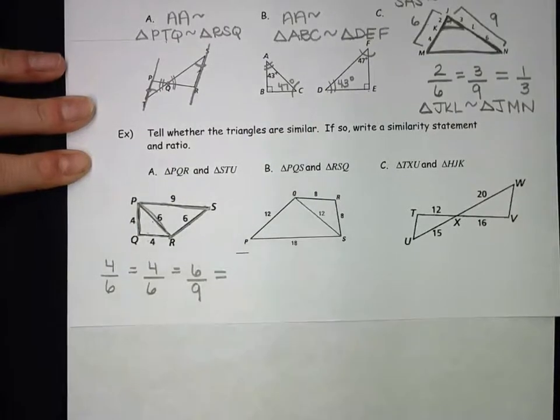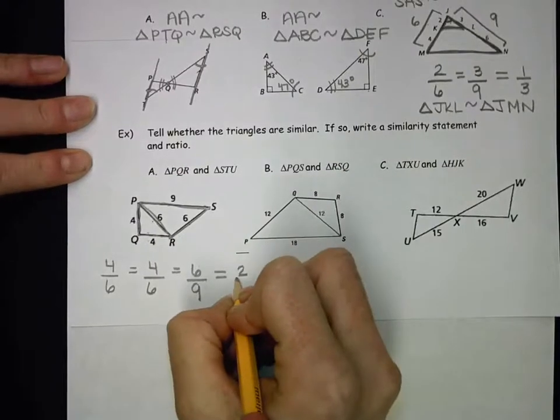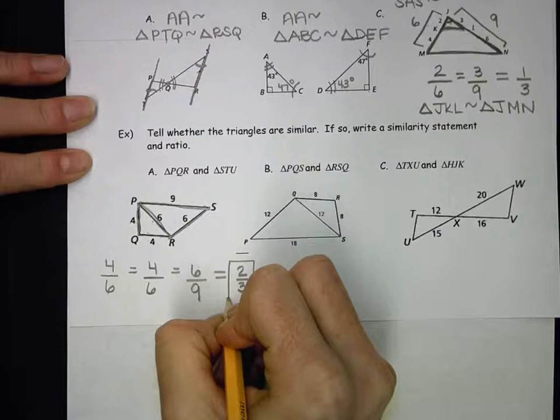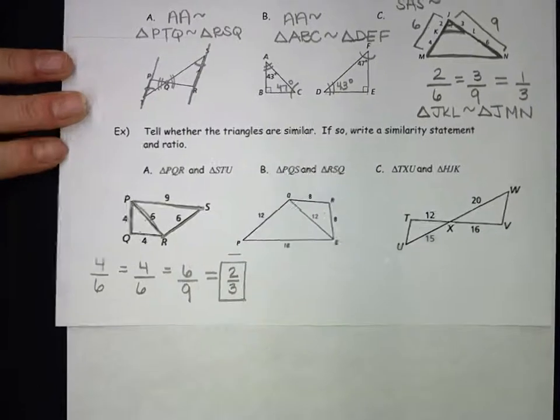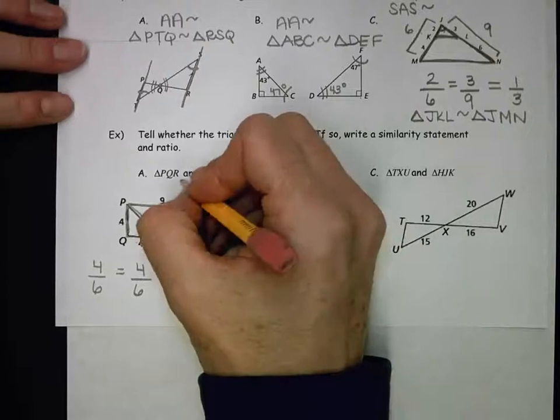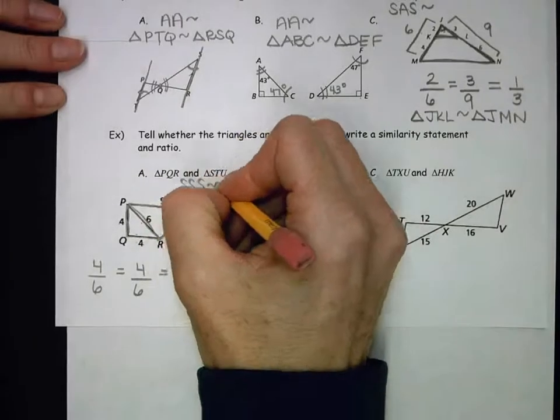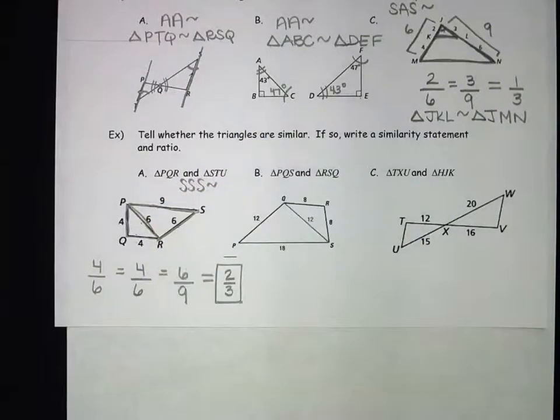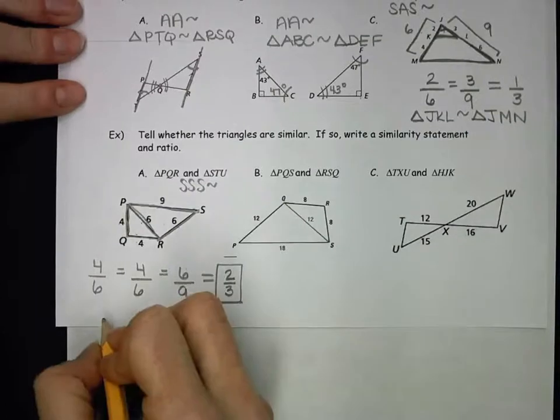If you reduce all three of these ratios, you should get 2/3. Because 2/3 is consistent among the two triangles, we know that the triangles are similar because of the side, side, side similarity theorem. We found their ratio. We must now write a similarity statement.